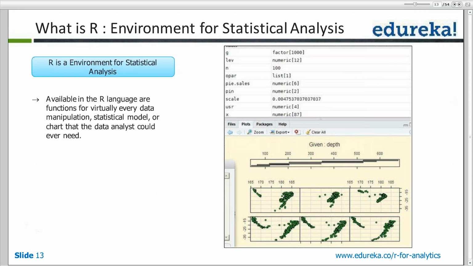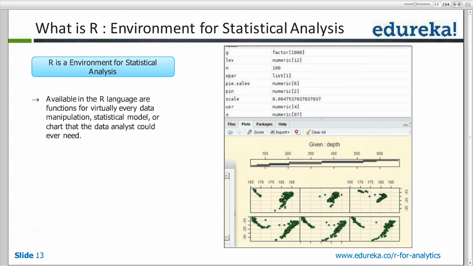And then R is an environment for statistical analysis. We've already seen this. The limit to the statistical analysis that you could perform in R is totally limitless. From the very basic statistical analysis, from drawing up a histogram or distributions or calculating measures of central tendency or skewness, you could do a whole lot with R.